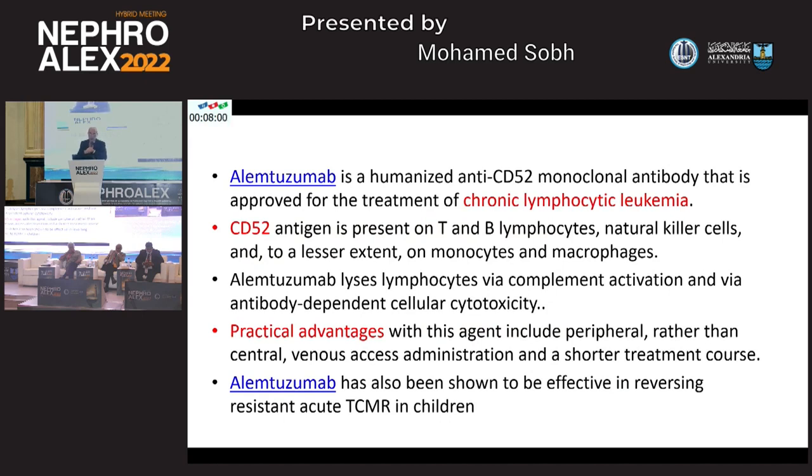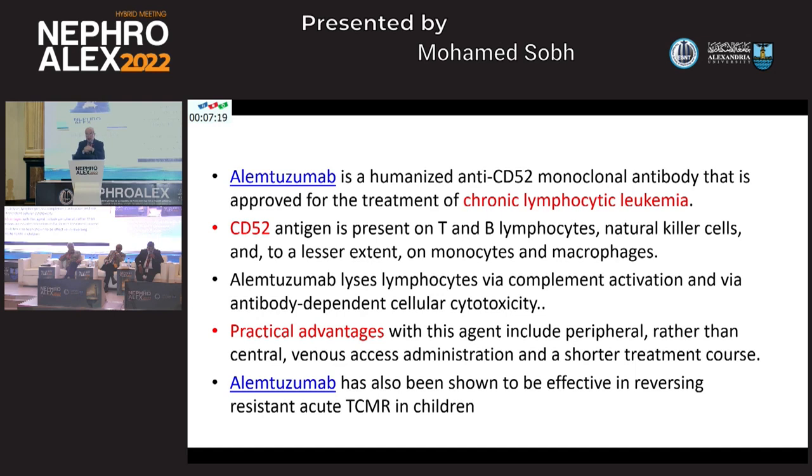What about alemtuzumab? It is a humanized anti-CD52 monoclonal antibody that is approved for treatment of chronic lymphocytic leukemia and later on has been approved for treatment of MS, multiple sclerosis. We know the CD52 antigen is present on T and B lymphocytes, so it will attack both T and B cells, and also natural killer cells, and to a lesser extent monocytes and macrophages. So it has widespread action. It is strong. Alemtuzumab lyses lymphocytes via complement activation and via antibody-dependent cellular cytotoxicity.